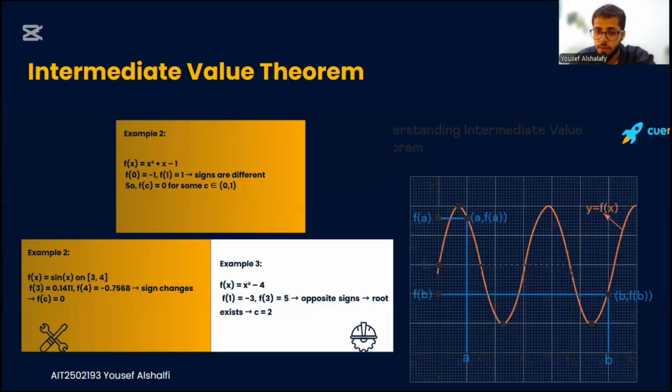Since one value is negative and the other is positive, there is a sign change. According to the intermediate value theorem, this means there is a value c between 1 and 3 such that f(c) is equal to 0. In fact, we can calculate it directly because 2^2 - 4 equals 0. So the root is c equals 2.